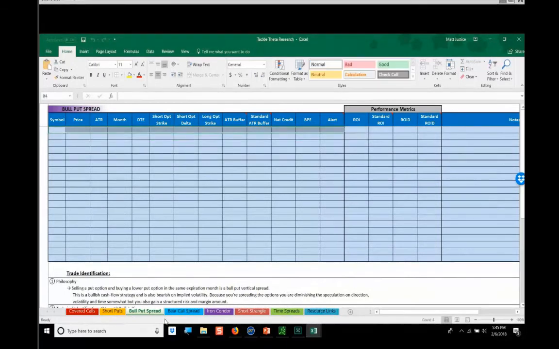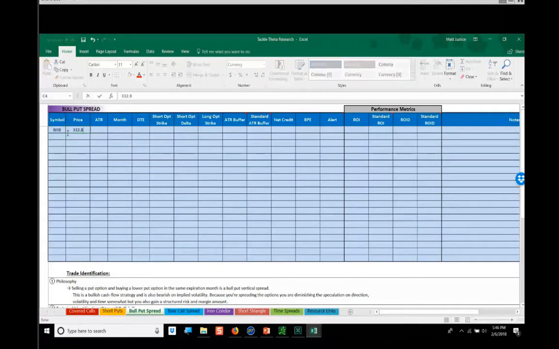Now, as you fill out that information, the performance metrics will tell you whether or not that is actually a good trade. And it will tell you the ROI, the ATR buffer, and all of that. Okay, so symbol BIIB, price is 332.86. ATR is that $10, Tim? Was that $10? 1048, right? Now I gotta set my chart. Hold on. Okay, 1048.